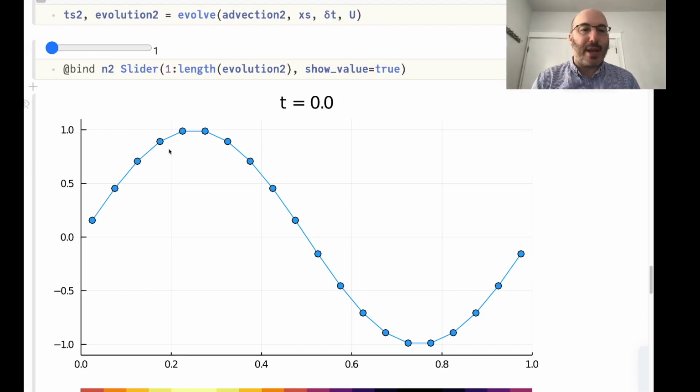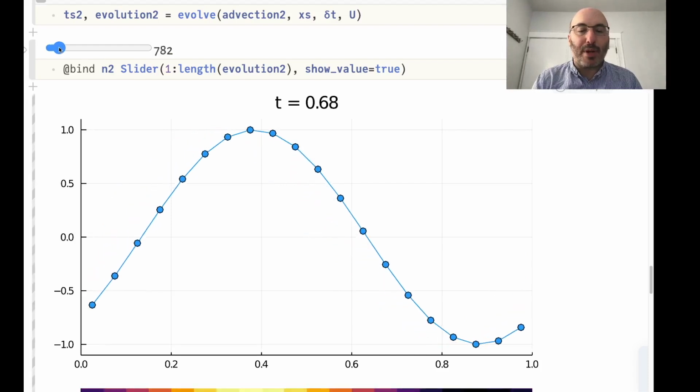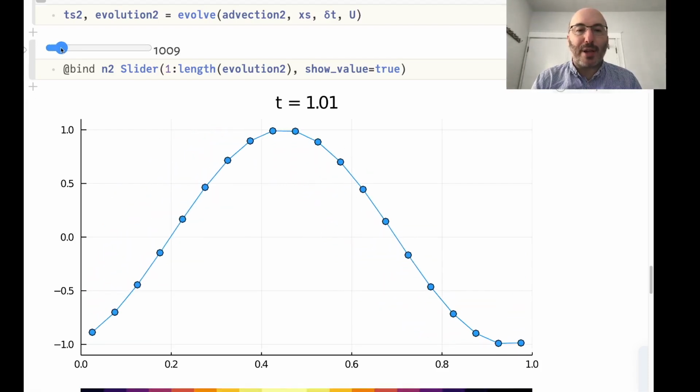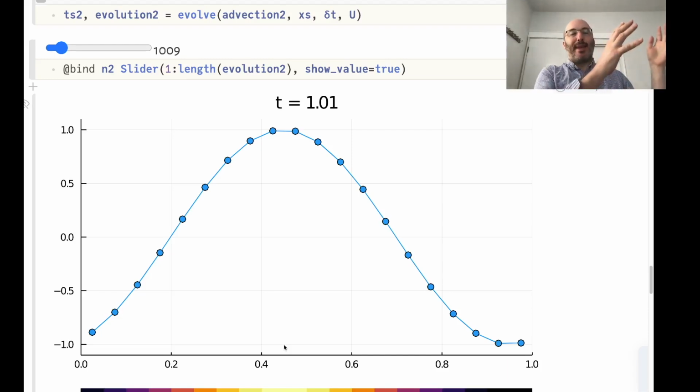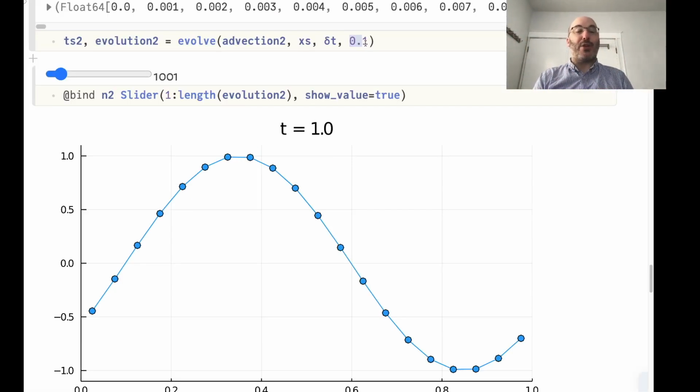So let's check that. The peak of the profile starts at 0.25 at t equals 0. By t equals 1.0, well, it arrived actually at 0.45. So it did move a distance 0.2. So this is actually approximating the solution of this differential equation pretty accurately, where the profile moves along at speed u. So this is a reasonably accurate way to simulate this time evolution, provided we're taking quite small time steps.